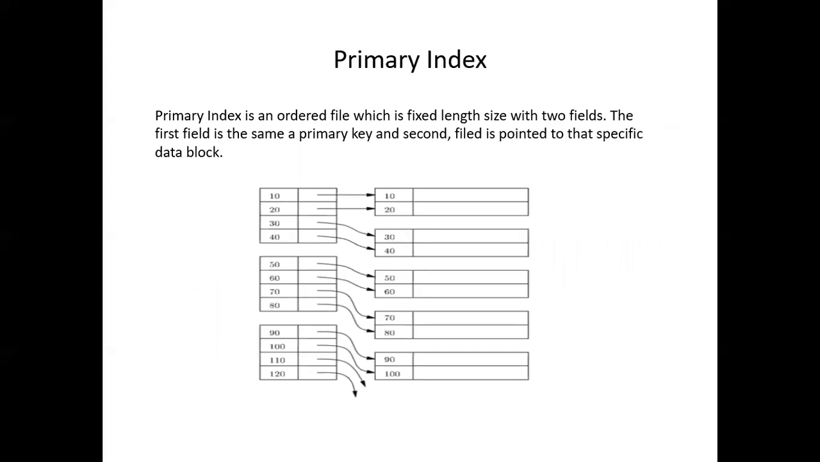So this is the structure of primary indexing. A primary index is an ordered file which is of fixed length size with two fields. The first field is the same as the primary key, and the second field is the pointer to the specific data block. The diagram shows that the pointer points to the first location of the block of the main file. So this is an example of primary indexing.